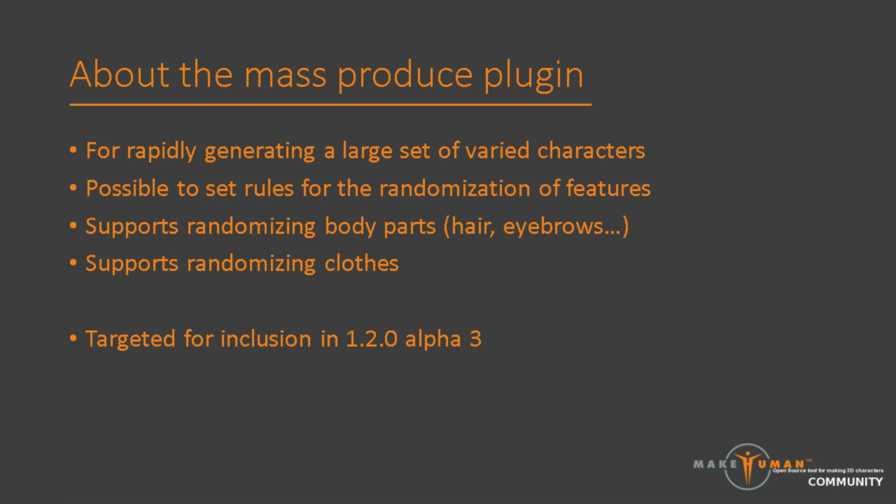Enter the Mass Produce plugin. The aim of this plugin is to rapidly generate large sets of characters. Contrary to the previously existing Random plugin, the Mass Produce plugin is highly configurable, and it is possible to limit and steer the randomization according to different rules. We will demonstrate this in a moment. Further, the new plugin supports varying body parts such as hair, as well as clothes.